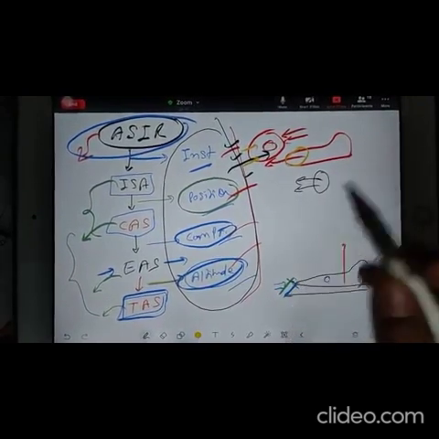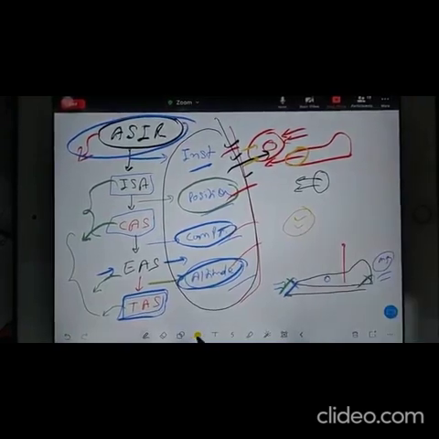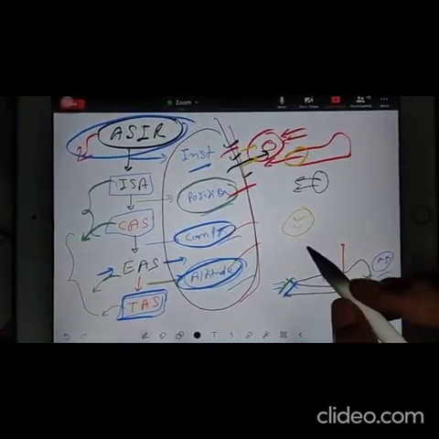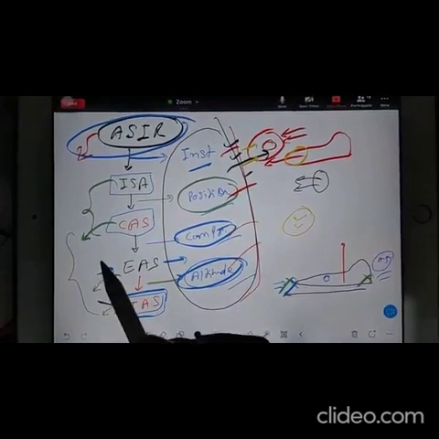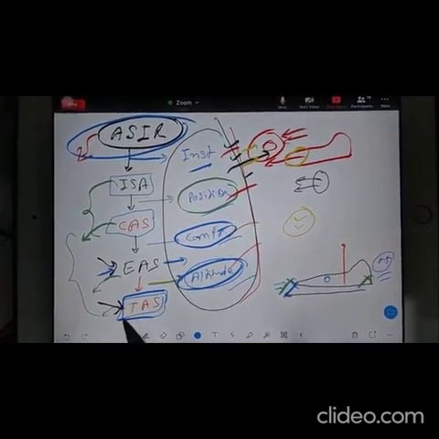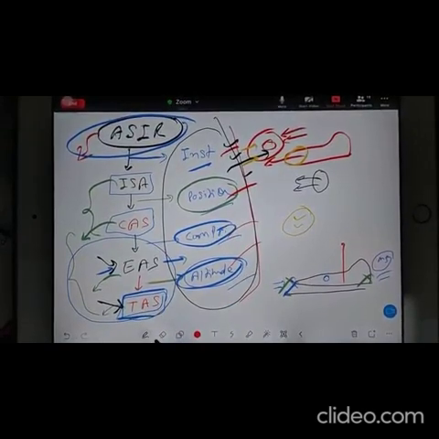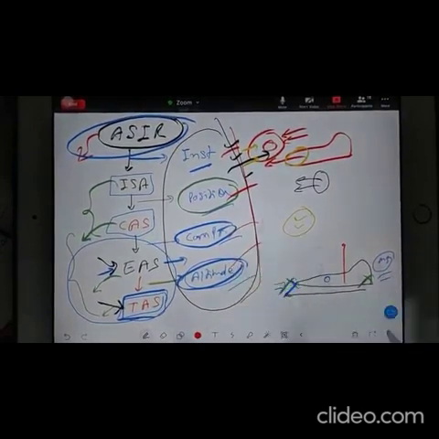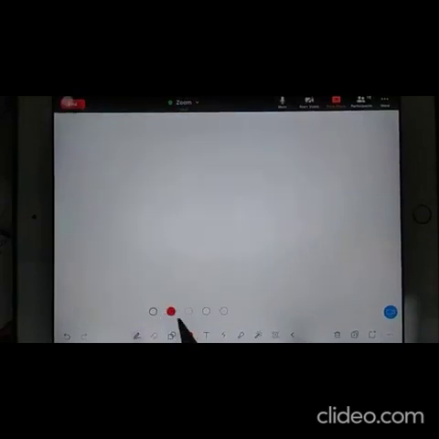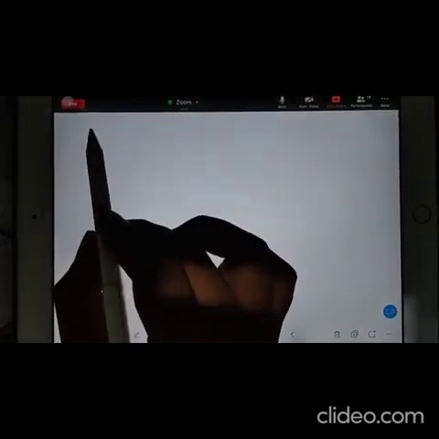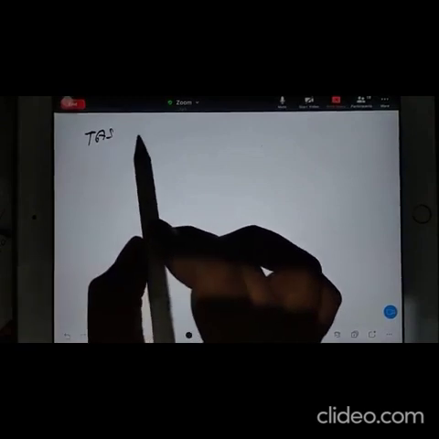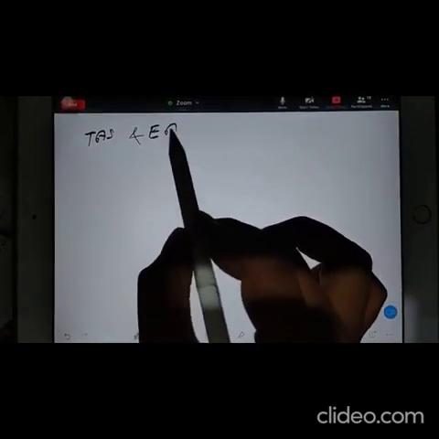Now, a very important concept: you should have the physical feel of true airspeed and equivalent airspeed. These two are very important. So now I am going to give you the relation between true airspeed and equivalent airspeed with the help of physical feel. So our next topic is going to be true airspeed and equivalent airspeed.